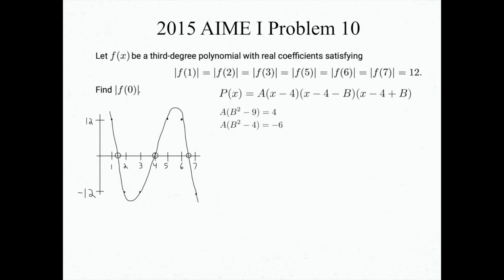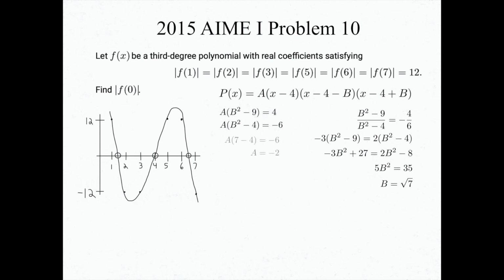Let me make more room by sliding these over here. And now we can see that if we divide these two equations, we get (b squared minus 9) over (b squared minus 4) equals negative 4 over 6. And we can solve this for b to get b equals the square root of 7. Plugging this back into the equation a times (b squared minus 4) equals negative 6, we get that a equals negative 2. Therefore, we can rewrite f(x) as negative 2 times (x minus 4) times (x minus 4 minus root 7) times (x minus 4 plus root 7).